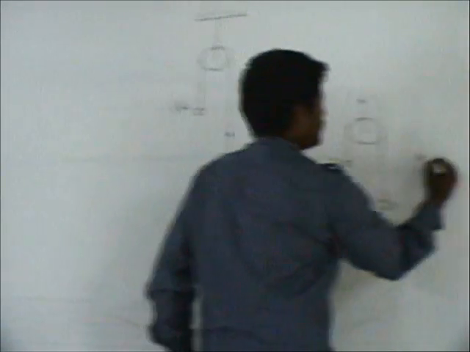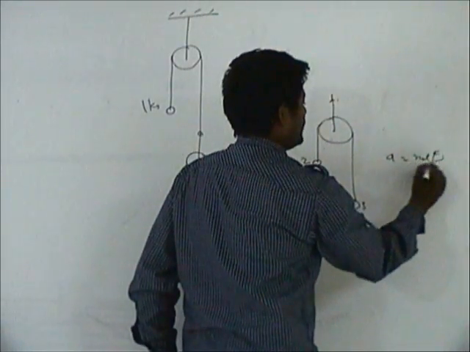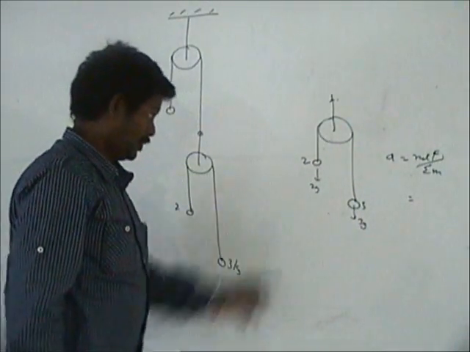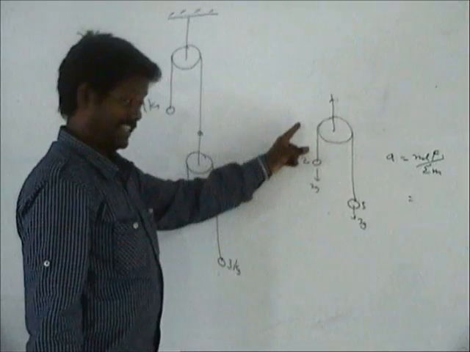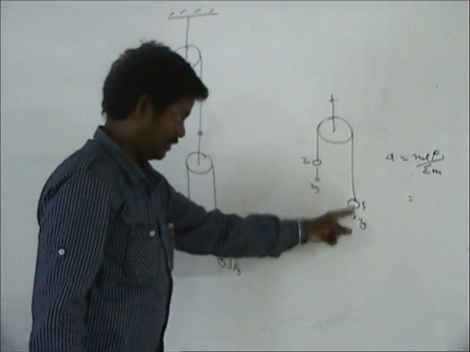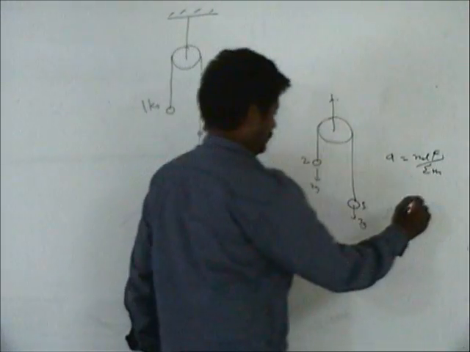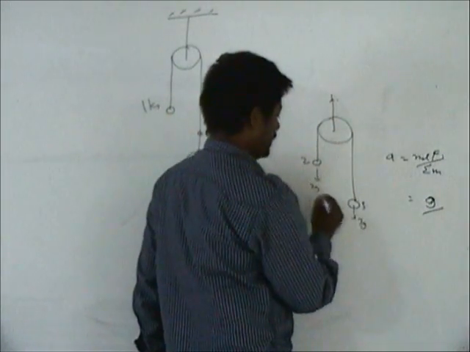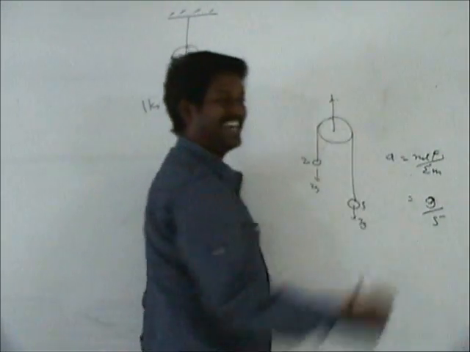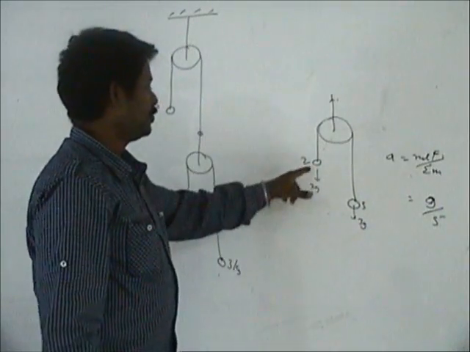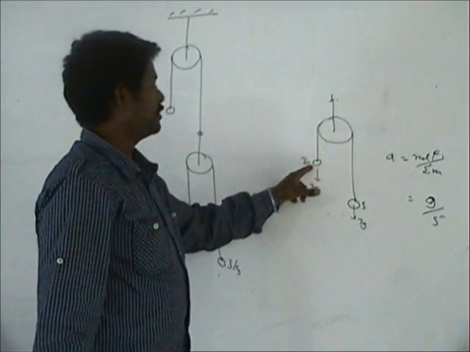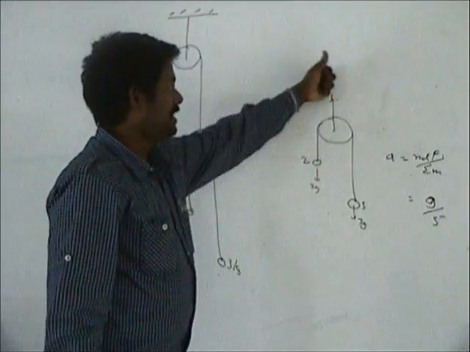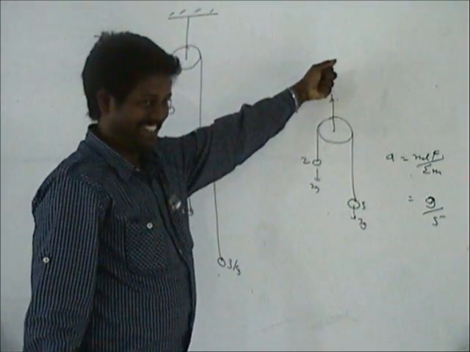Net force by sigma m is the acceleration of the system. System means the 2 kg moves up with a certain acceleration, the 3 kg moves down with a certain acceleration. That is how much? 3g minus 2g, that is g, by sigma m, which is 5. Directly we get the acceleration of the 2 kg and 3 kg. In other words, the 2 kg is moving up with g by 5, and this is coming down with g by 5, holding it in your hand at rest.